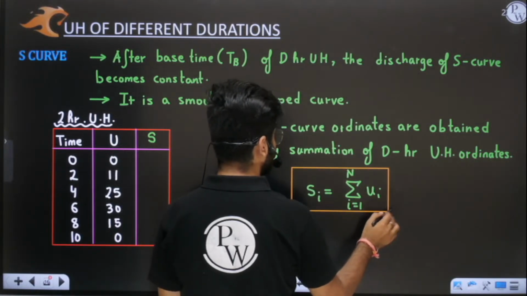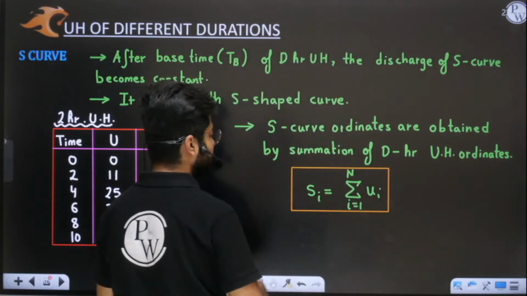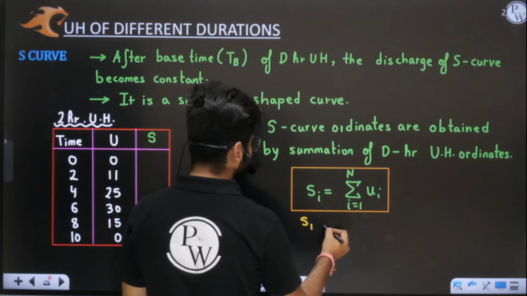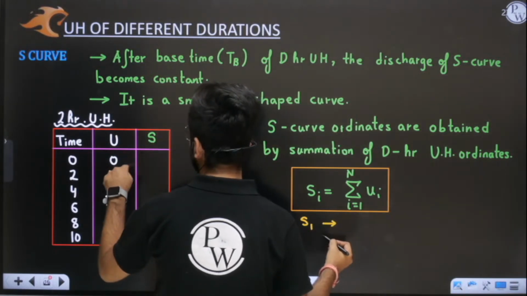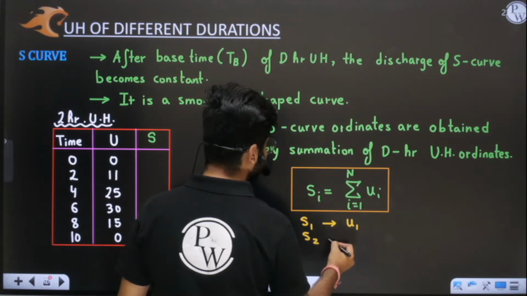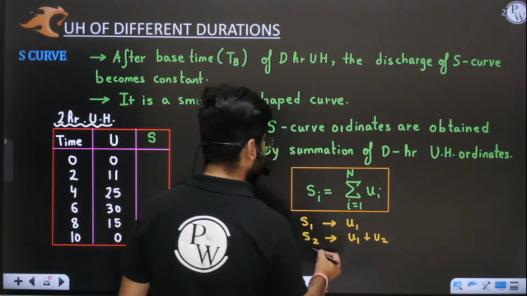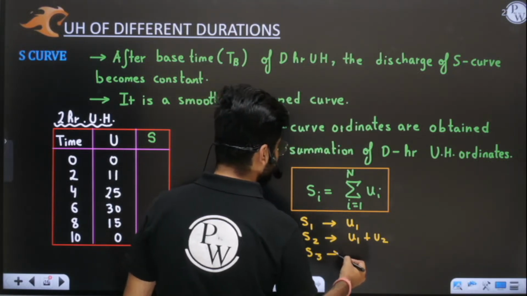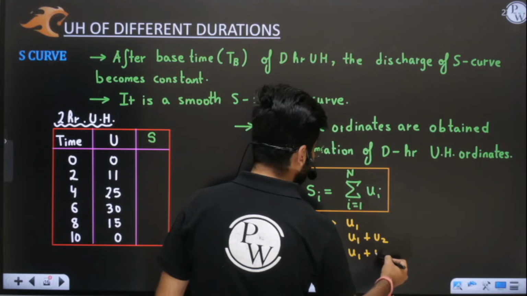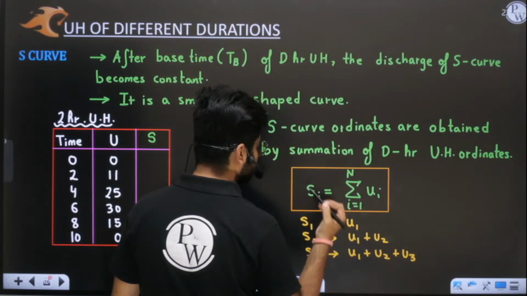So this is the main formula. If I want my first ordinate S1, I will simply use U1. If I want my second ordinate, I will sum U1 and U2. If I want my third ordinate, I will add U1 plus U2 plus U3, and so on.